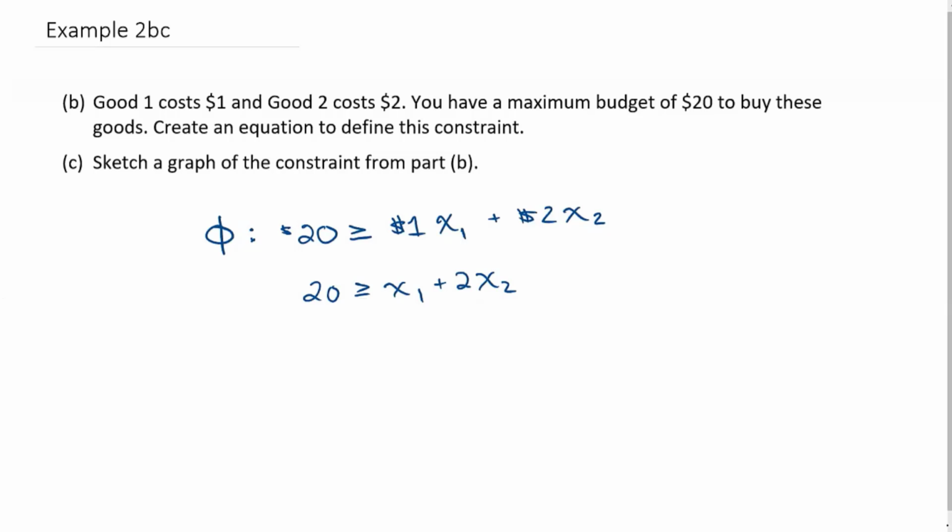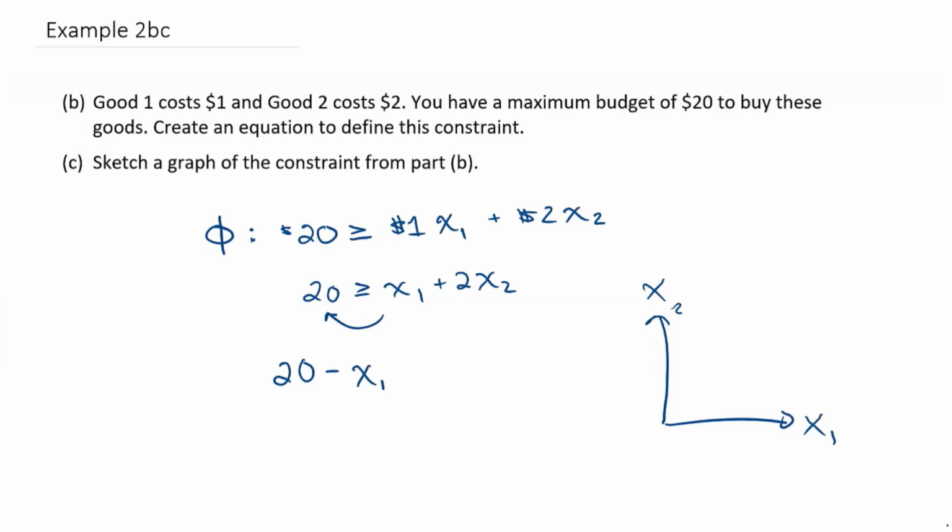We're going to sketch a graph of this constraint. To make the graph, I want x2 as a function of x1. So I'm going to transpose this equation to make x2 a function of x1. I'm going to move x1 to this side of the equation. I get 20 minus x1 equal to 2x2. Generally, we keep the equal signs, assuming that it is the constraint. And then I'm going to divide both sides by 2. So I have 10 minus 0.5 x1 equal to x2. So now that is the function that I'm going to try to graph here.